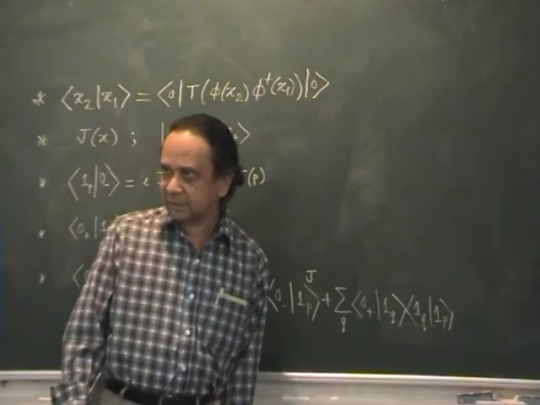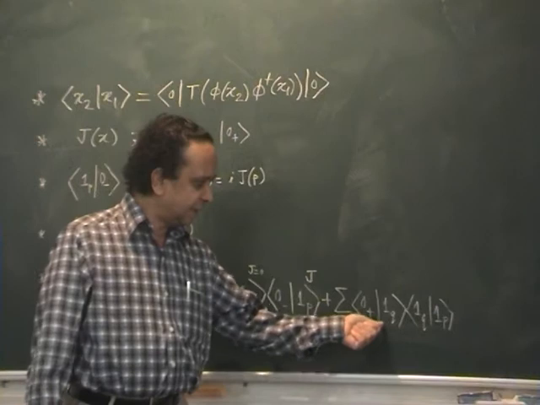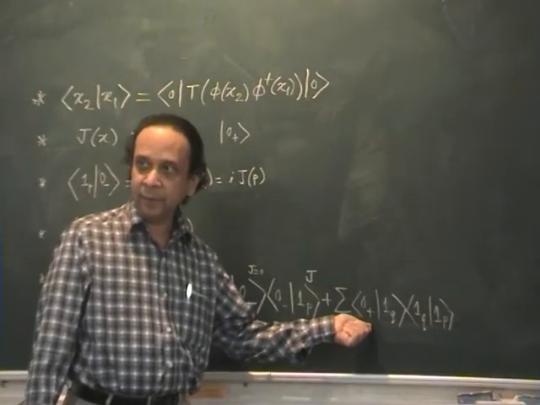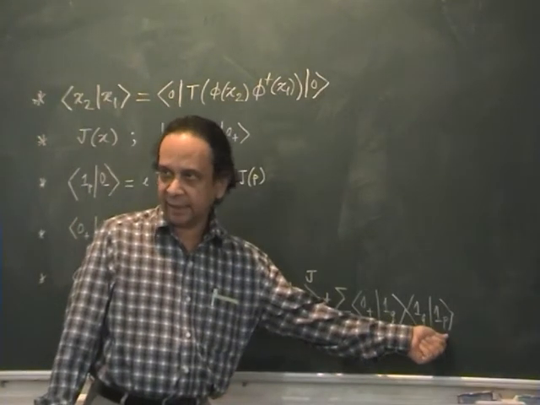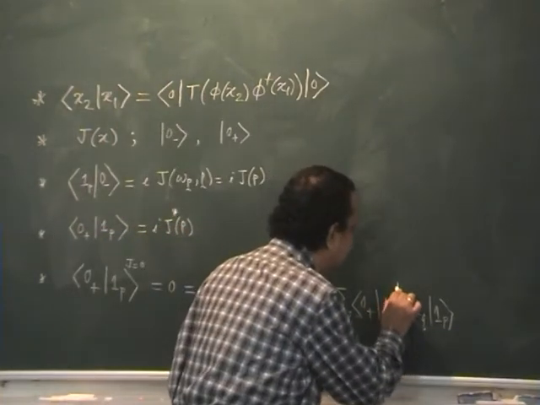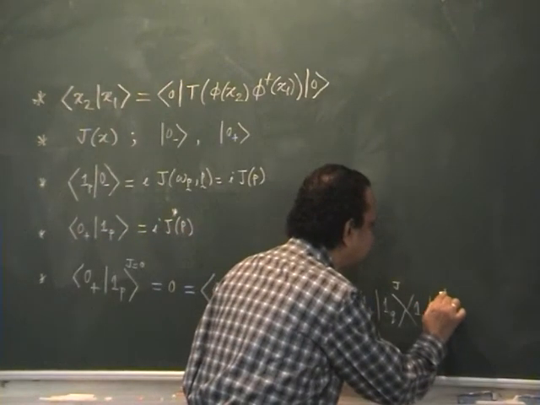Similarly, let us look at this. So this in the presence of J times this in the absence of J is a valid contribution. This in the presence of J and this in the absence of J.